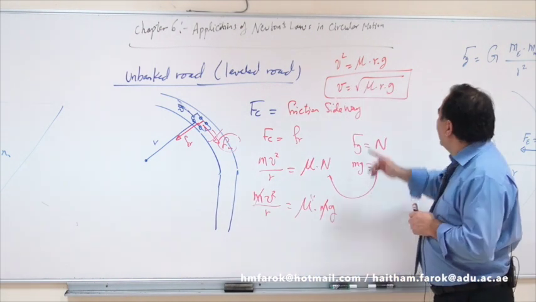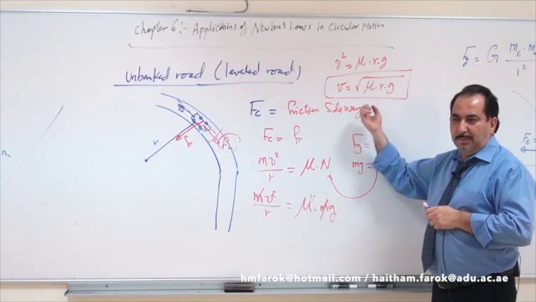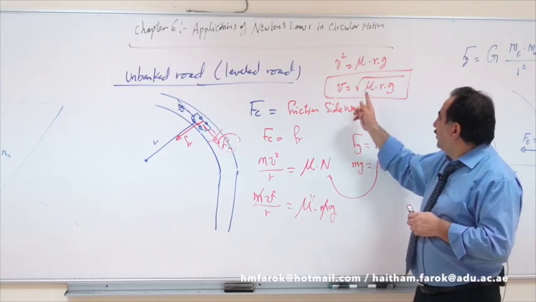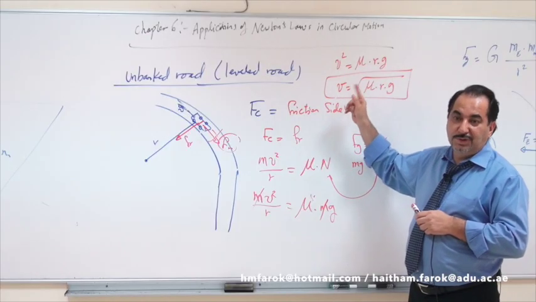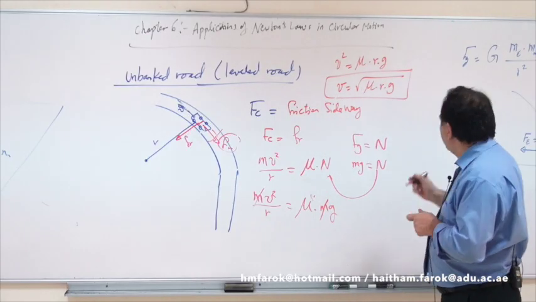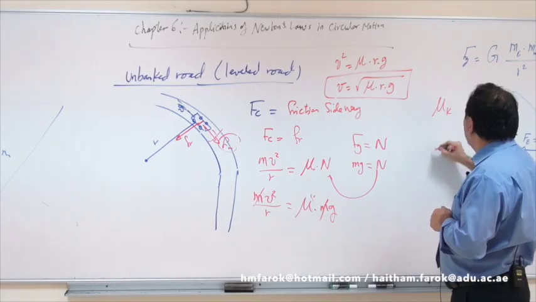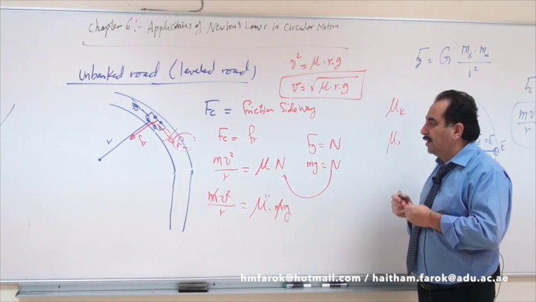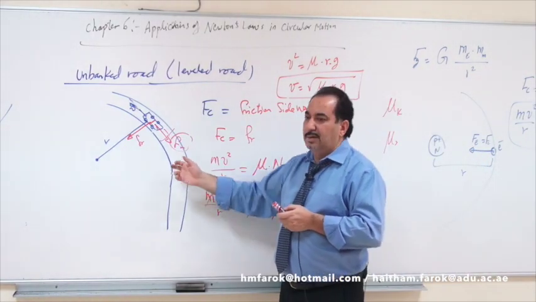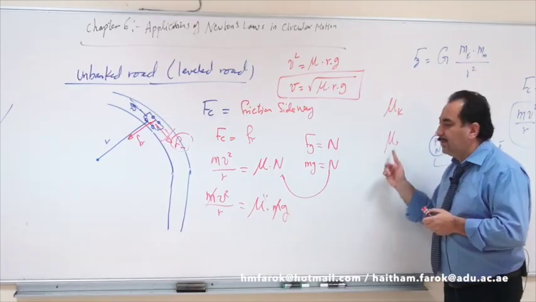So, before I give you numbers here, let me take you to mu here, because deliberately, look, I didn't tell you which mu. We have two types of mu. We have a mu k and a mu s. This is static, this is kinetic. Motion, static. Now in this case here, which one do I need, a mu s or a mu k?